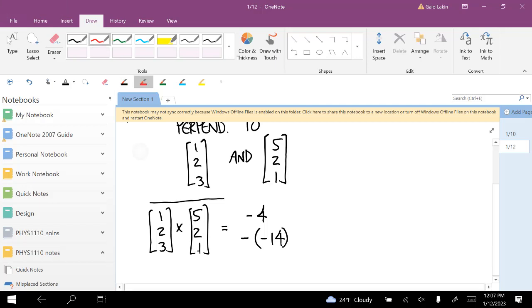And then the z component, cross out the z components. 1 times 2 minus 2 times 5. So that's 2 minus 10. That's -8. Is that right, Cole? Okay. So -8 here. Okay, so when we take the cross product of those 2 vectors, we get -4, +14, -8.